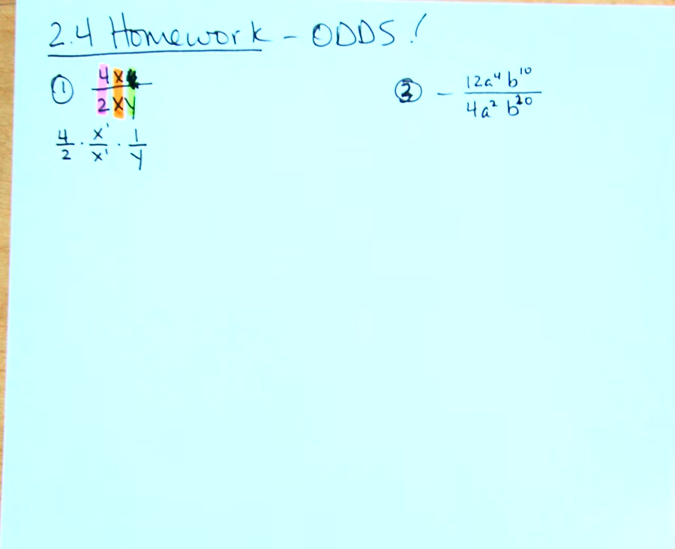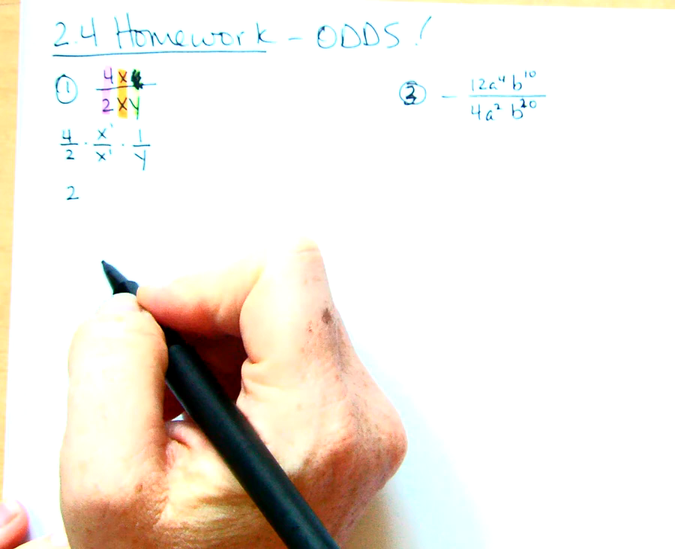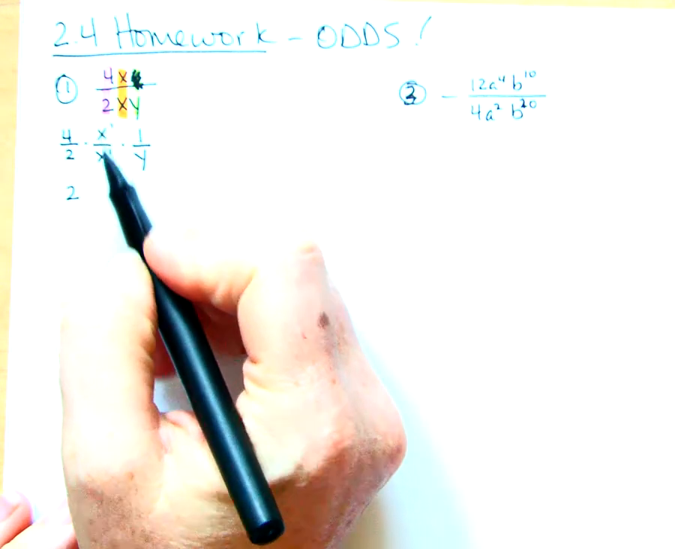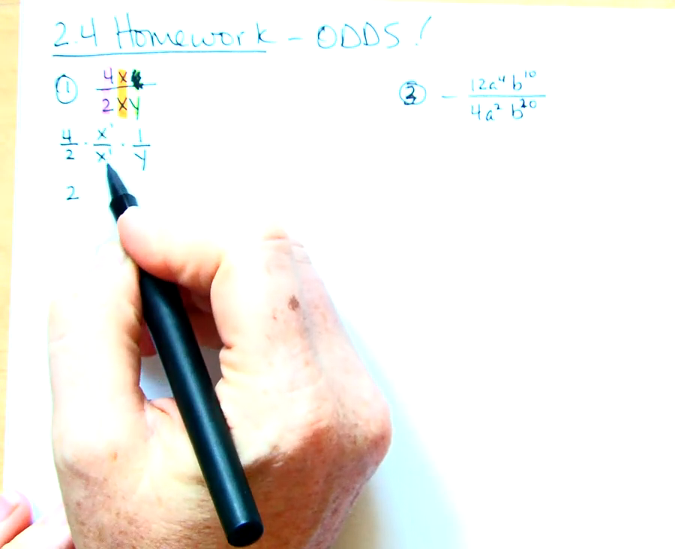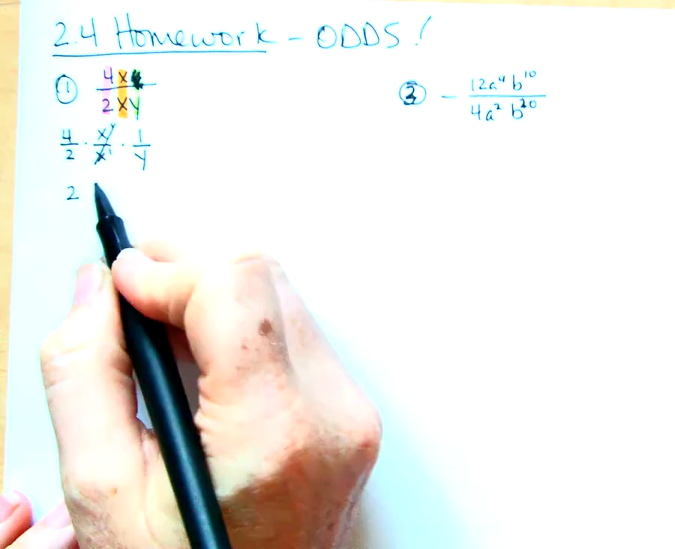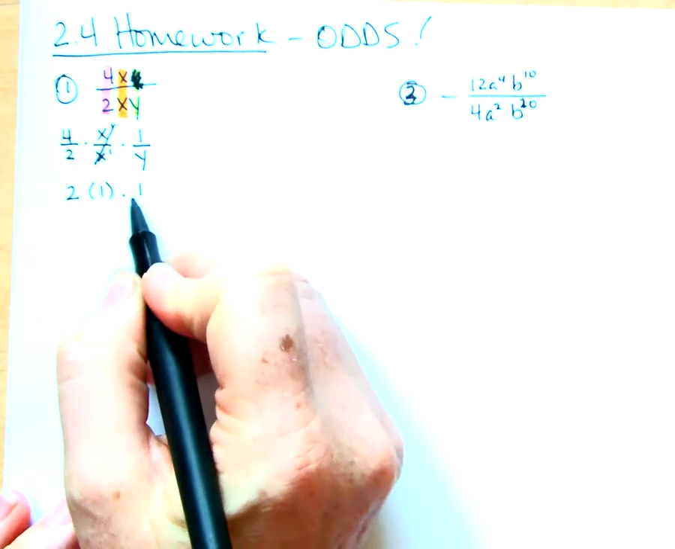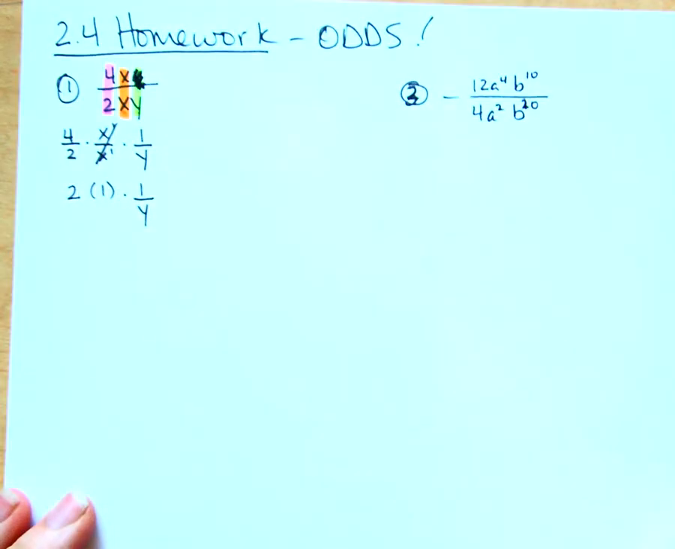This problem is a little easier than the other problems, so I'm not going to get into the subtracting on this one because I think it's a pretty straightforward question. If I divide 4 divided by 2, I get 2. If I divide x over x, or x to the first over x to the first, anything divided by itself is 1. And then 1 over y, let's just keep it as 1 over y.